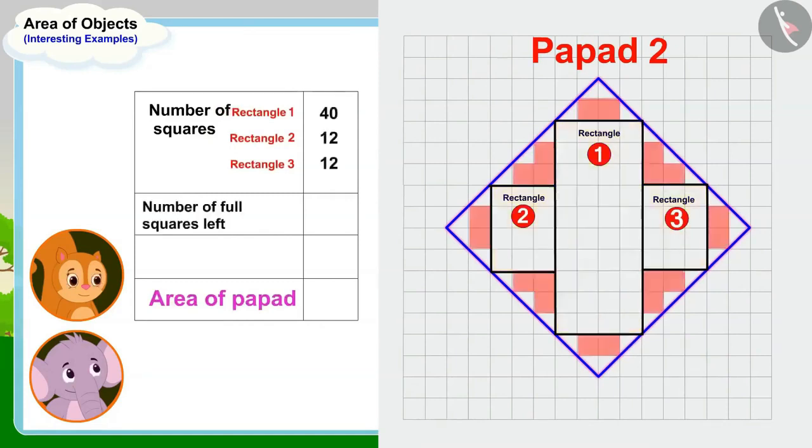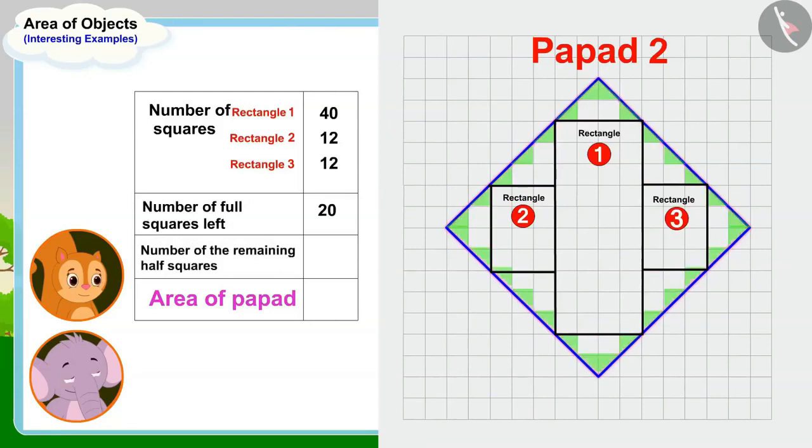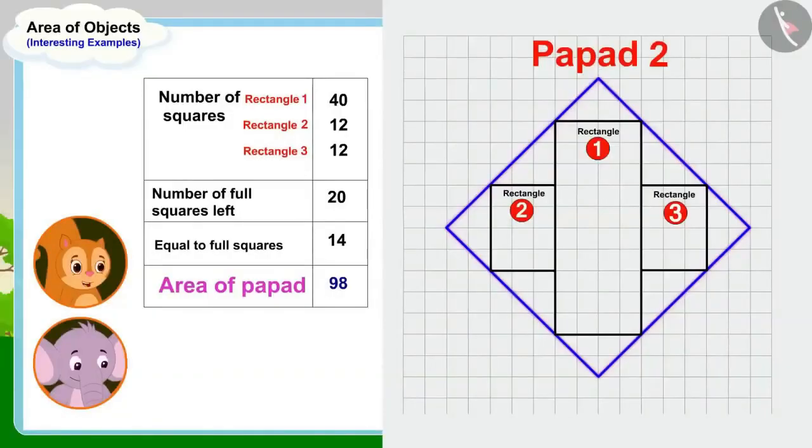Now, Chanda wrote the number of the remaining full squares, 20, and then she wrote the number of the remaining half squares, 28, or 14 full squares. In the end, Chanda used addition in this way and wrote down the total number of squares covered by this popper, 98. Apoo, the area of this paper is 98 square centimeters.